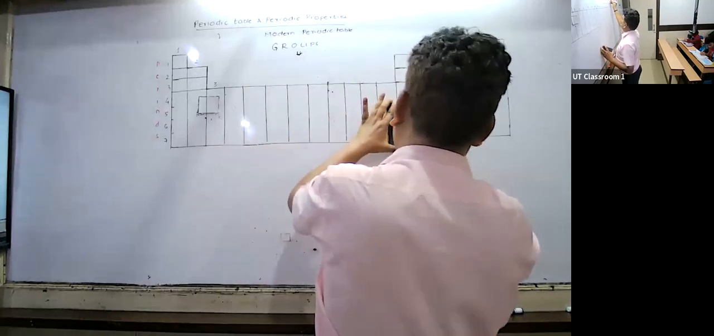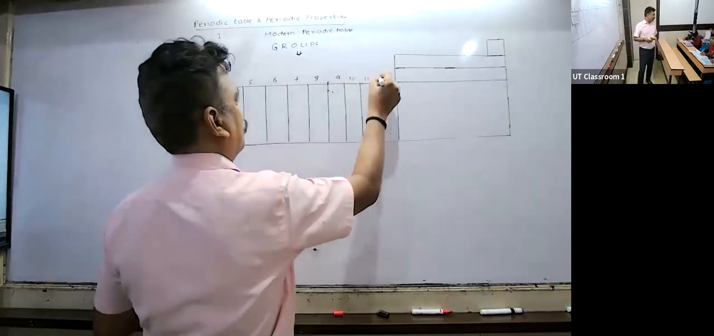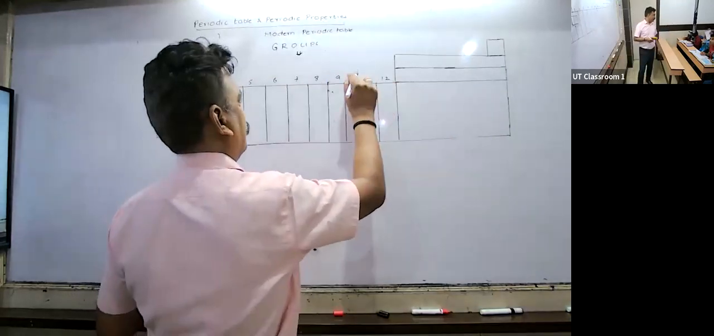There are 18 columns, right? Yes, 18 columns of 1 centimeter or approximately less than 1 centimeter, you can draw.